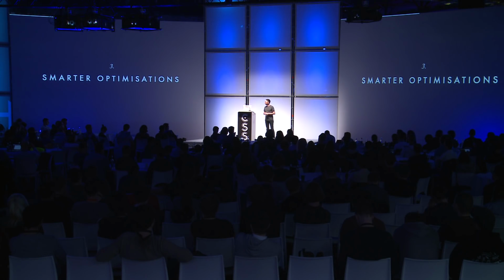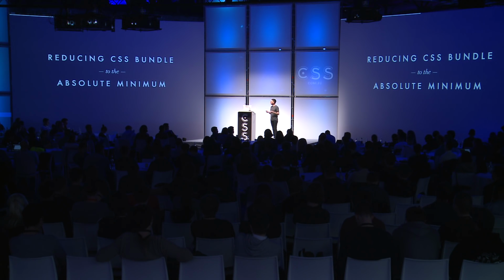The third point I want to cover is smarter optimizations. And this is all based on the fact that CSS-in-JS has better integration with your markup, as we'll see. Now, in the CSS community, there's been a big focus on how we can reduce our CSS bundle to the absolute minimum. As we add more and more styles to our application, our style sheets grow larger and larger over time. And how do we deal with that?